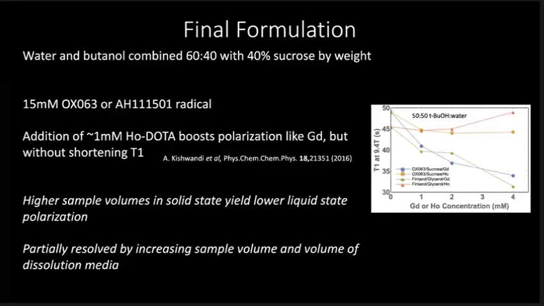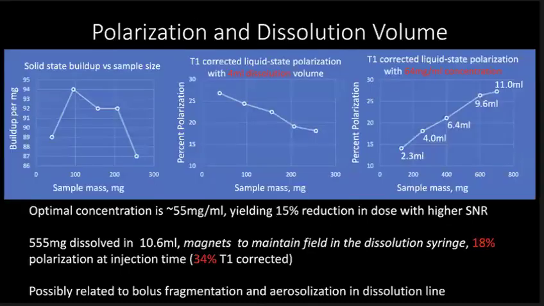And one of the problems we always had with this sample is that when we polarize this stuff, as we increase our sample volume to the amount that we load into the polarizer, our liquid state polarization goes down and down and down. And we never could understand that. And so I went back and looked at this again, and you can see that in terms of the solid state polarization buildup, it really doesn't matter what your sample mass is, but your liquid state polarization just goes down and down and down as you increase that sample mass.